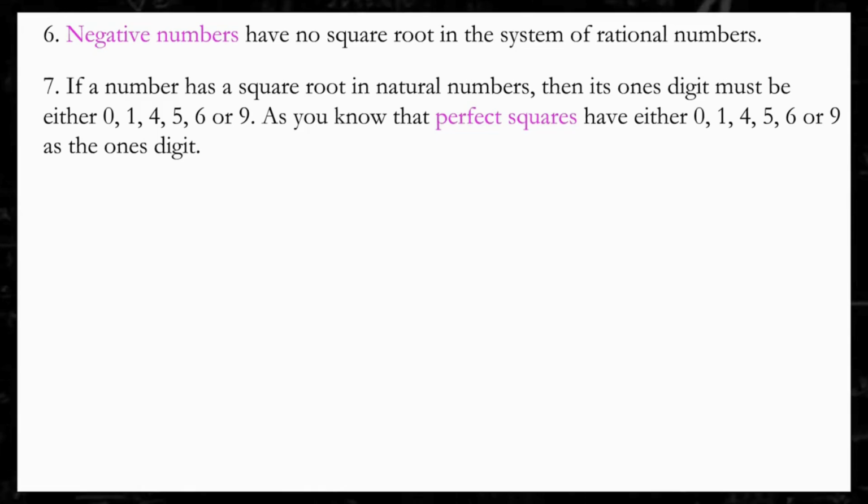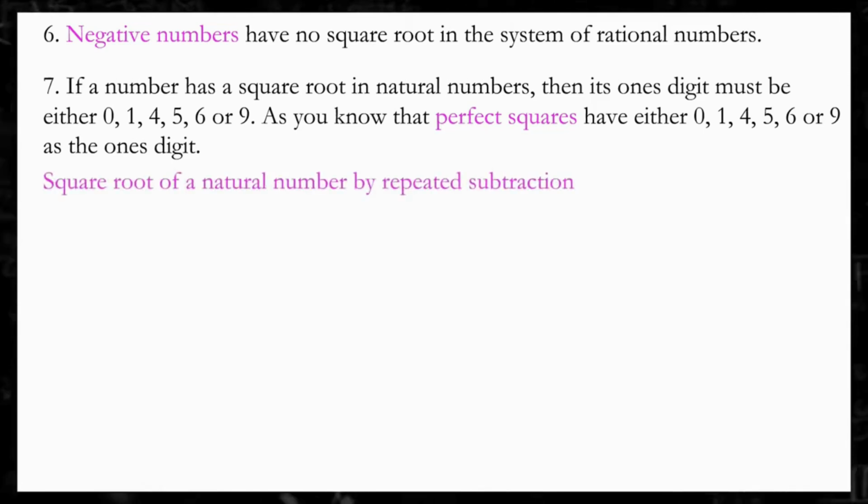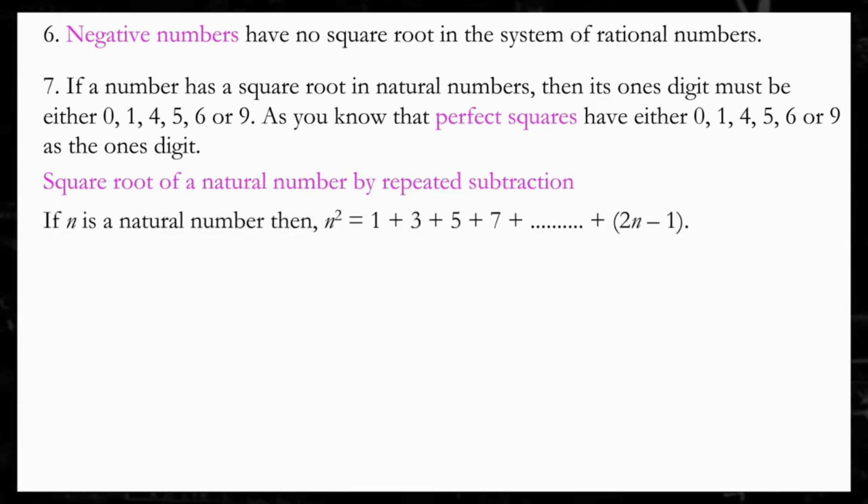7. If a number has a square root in natural numbers, then its ones digit must be either 0, 1, 4, 5, 6 or 9. As you know, perfect squares have either 0, 1, 4, 5, 6 or 9 as the ones digit. Square root of a natural number by repeated subtraction. If n is a natural number, then n square is equal to 1 plus 3 plus 5 plus 7 plus, and so on, till plus 2n minus 1.